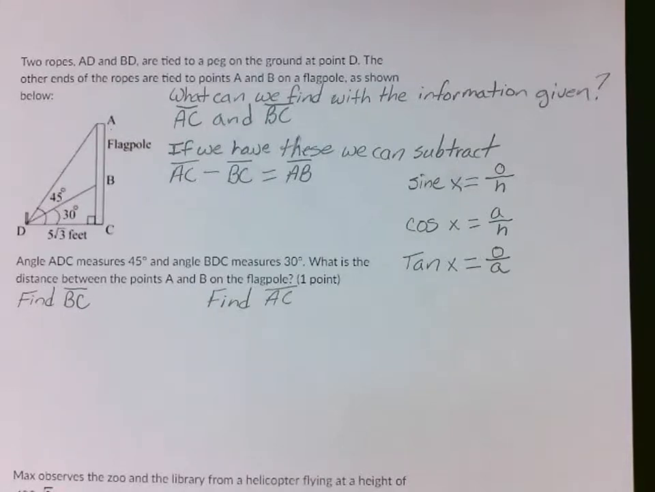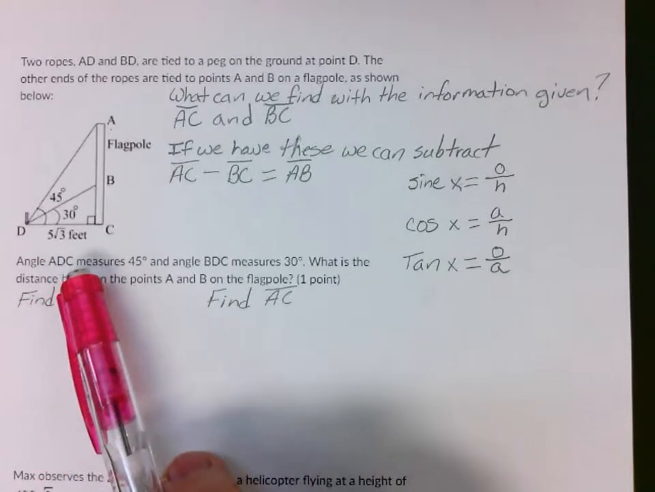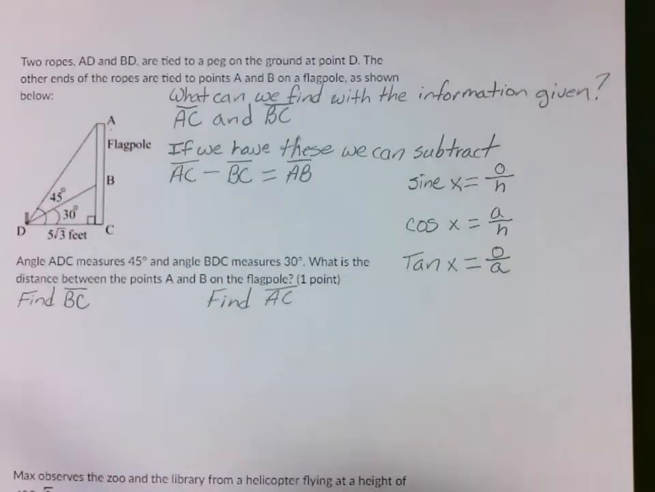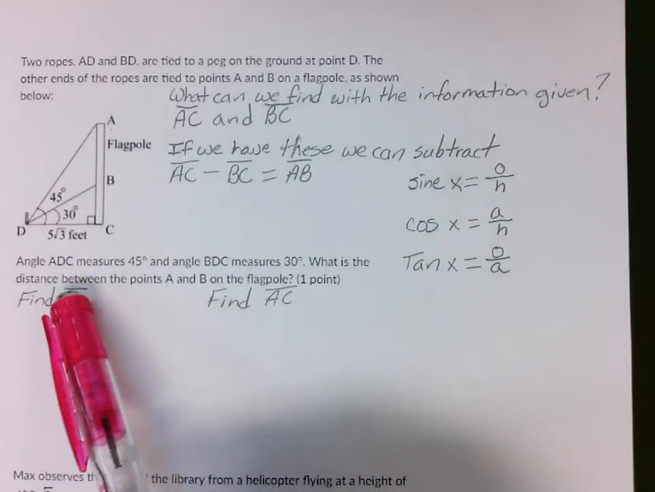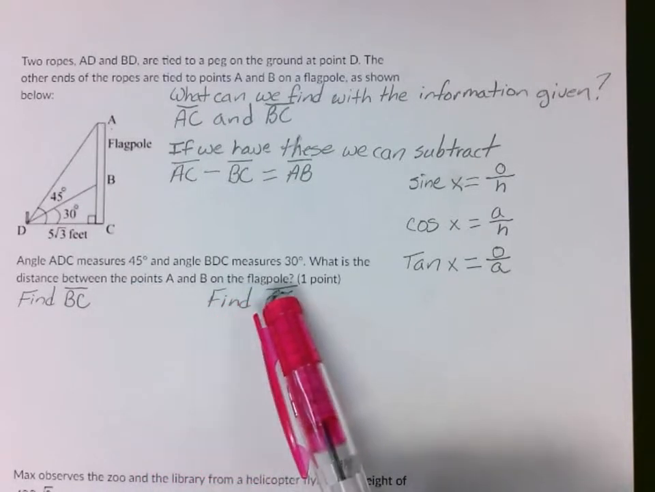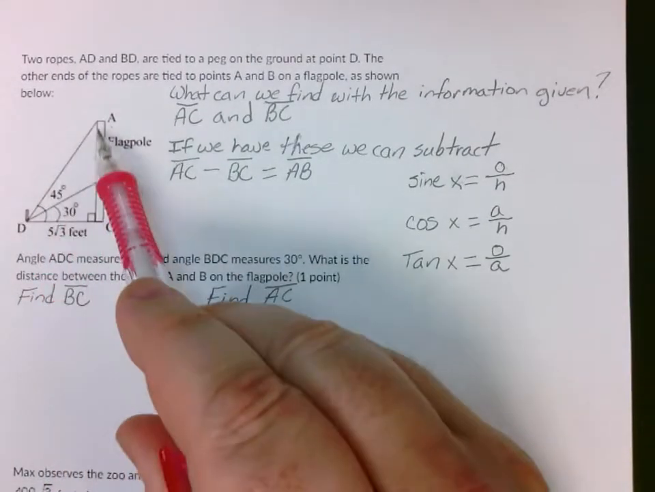Okay, here's a question that a lot of students are struggling with. First thing we have here is the information that's given to us. Basically, you have a flagpole with two ropes tied off of it. They give us angle ADC is a measure of 45 degrees, and angle BDC is a measure of 30 degrees.